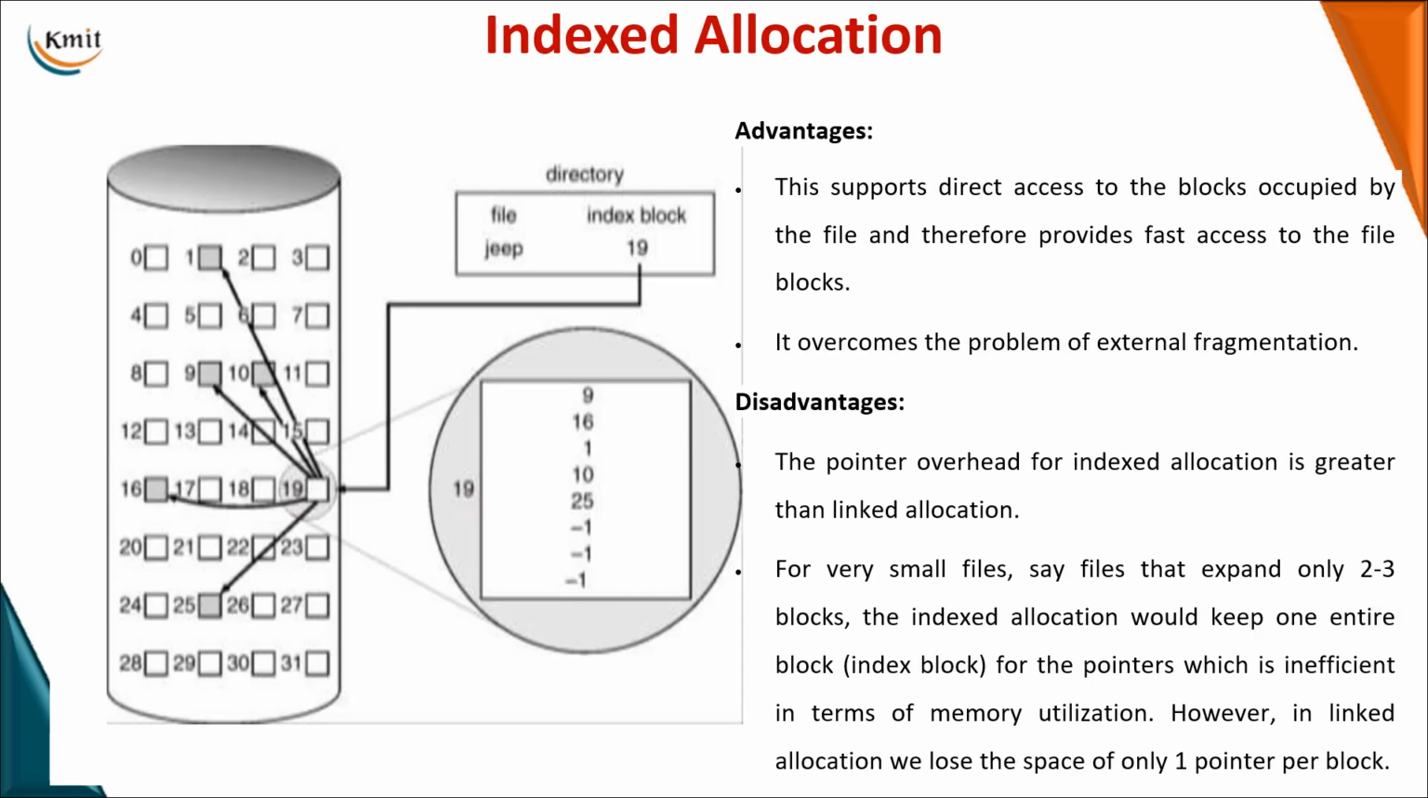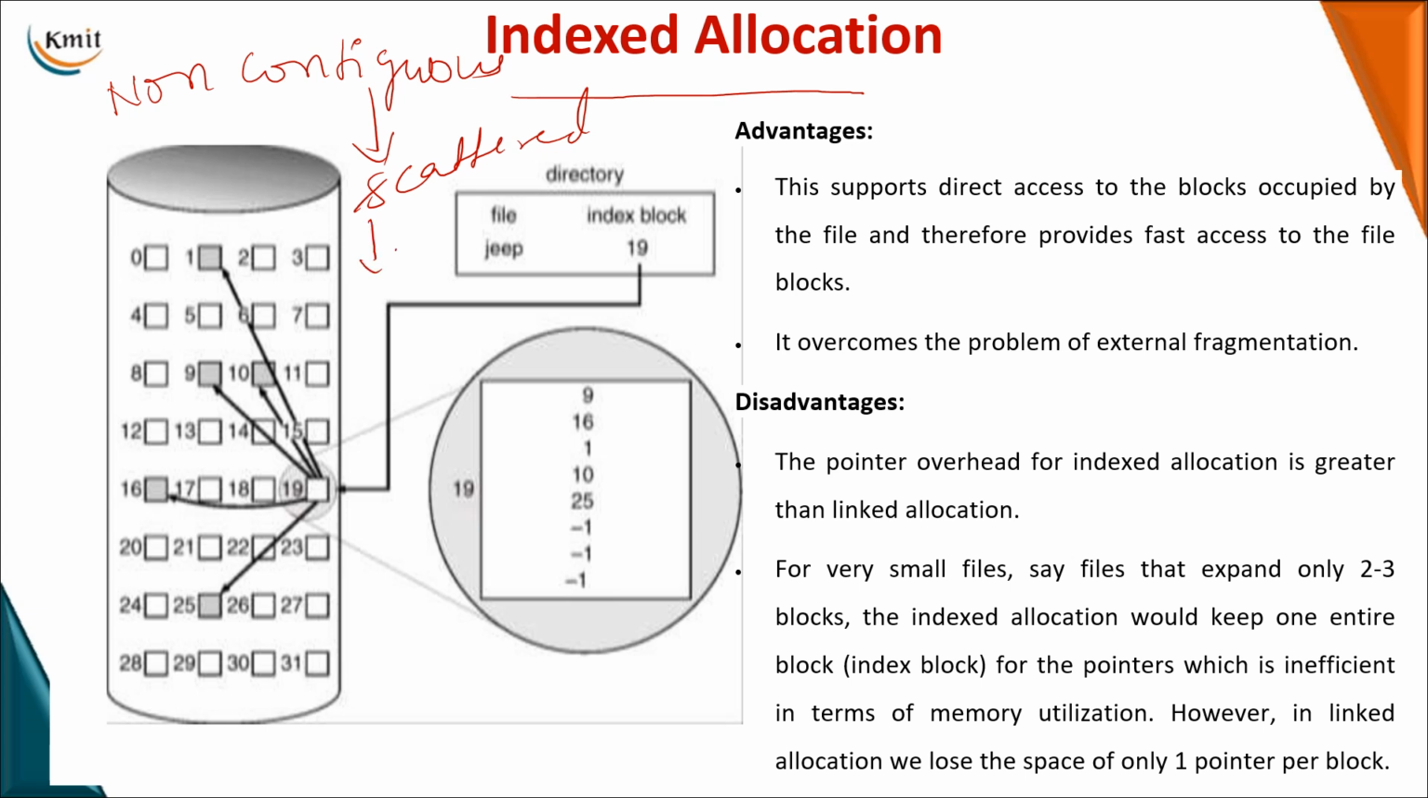The next allocation we have here is indexed allocation. When you look at indexed allocation, out of all the blocks, this also comes under non-contiguous allocation, where the blocks will not be allocated continuously to a file. They can be scattered around, and each block will be used for storing part of the file data.